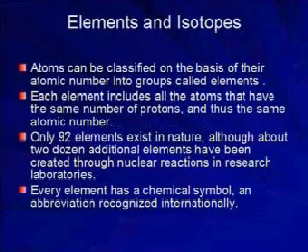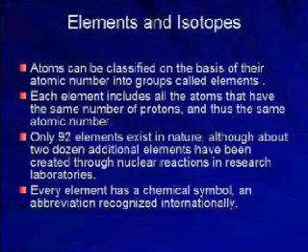Atoms can be classified on the basis of their atomic number into groups called elements. Each element includes all the atoms that have the same number of protons and thus the same atomic number. Only 92 elements exist in nature, although about 24 additional elements have been created through nuclear reactions in research laboratories. Every element has a chemical symbol, an abbreviation recognized internationally.